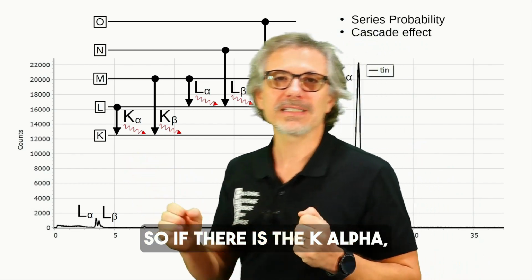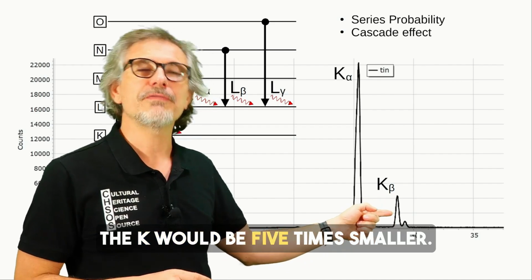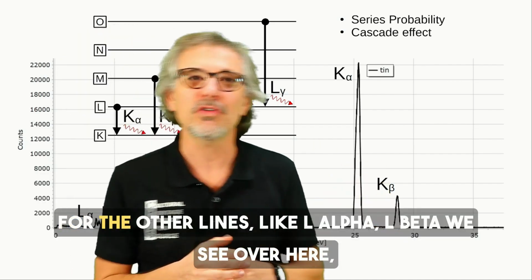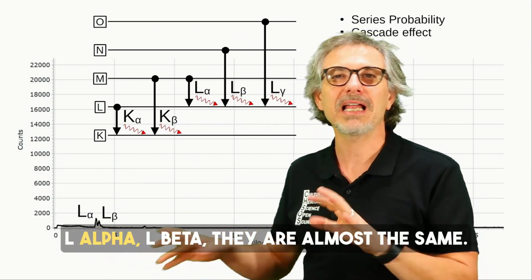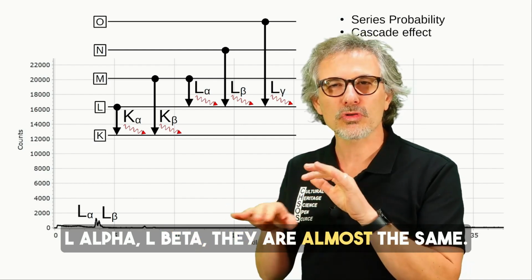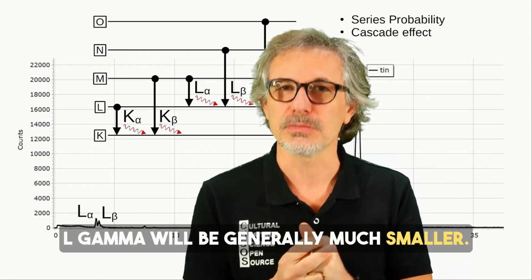So, if there is the K alpha, the K beta will be 5 times smaller. For the other lines, like L alpha, L beta we see over here, they are almost the same. L gamma will be generally much smaller.